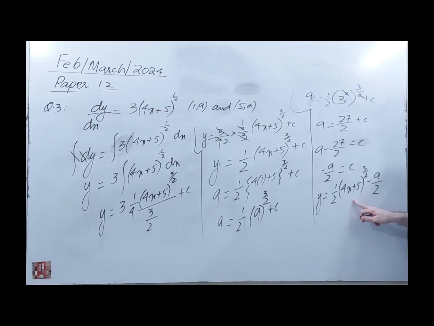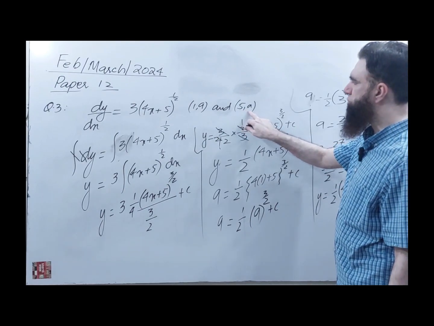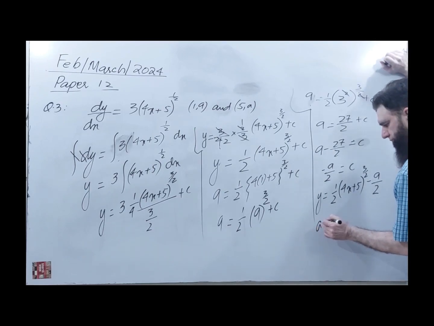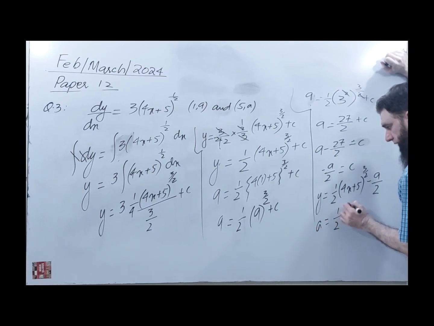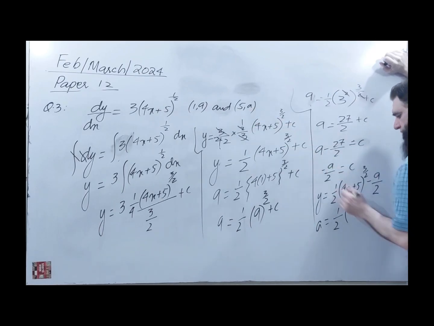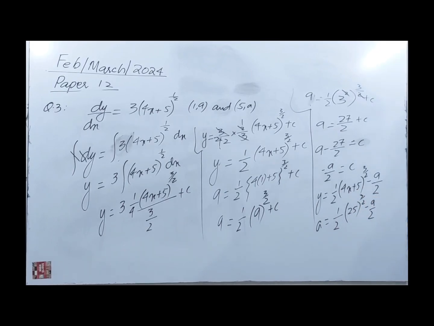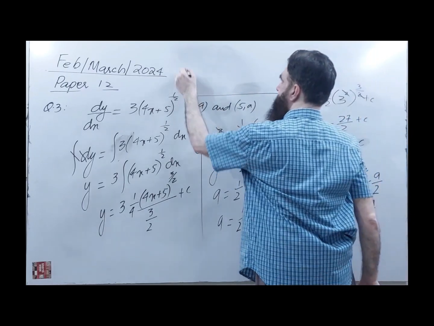Now we have y complete. We can put these 2 values here to find a. So y is a now. 1 upon 2, x is 5. So 4 5s are 20, 20 plus 5 is 25, whole power 3 by 2 minus 9 by 2. I do the remaining part here.